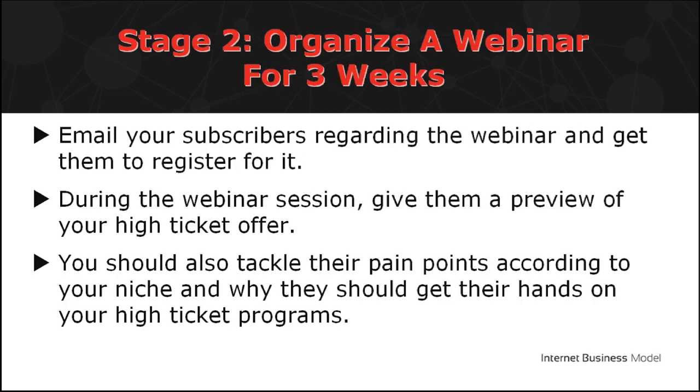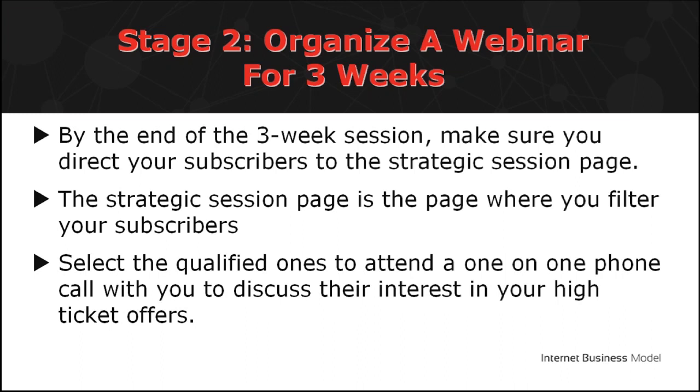The second stage is to organize a free webinar for your subscribers for 3 consecutive weeks. Email your subscribers regarding the webinar and get them to register for it. During the webinar session, give them a preview of your high-ticket offer and tell them what they can expect from it. You should also tackle their pain points according to your niche and why they need to get their hands on your high-ticket program. By the end of the 3-week webinar run, make sure you direct your subscribers to the strategic session page. This is where you filter your subscribers and select the most qualified ones to attend a one-on-one phone interview with you to discuss their interest and intention in your high-ticket program.